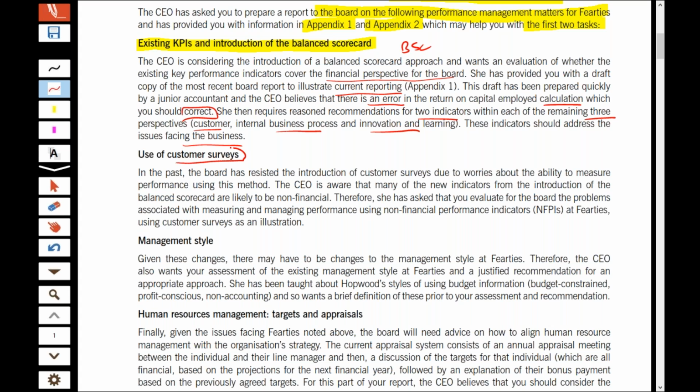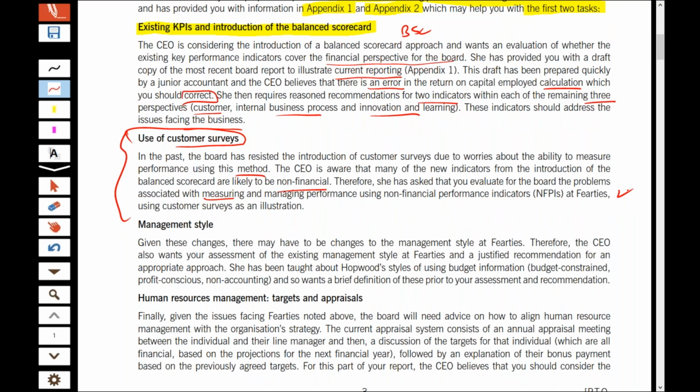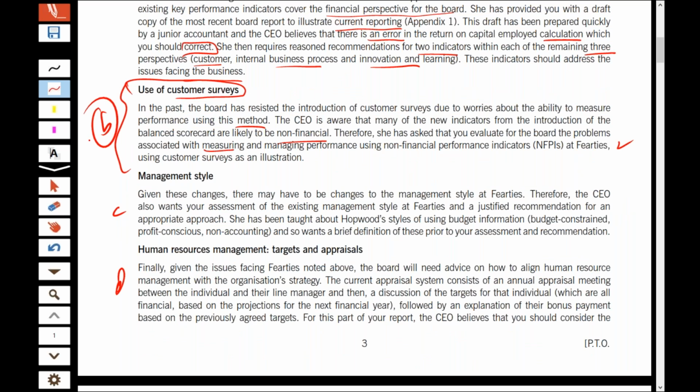It says use of customer surveys. In the past, the board has resisted the introduction of customer surveys due to worries about the ability to measure performance using this method. The CEO is aware that many of the new indicators from the introduction of the balanced scorecard are likely to be non-financial. Therefore, she has asked you to evaluate for the board the problems associated with managing and measuring performance using such methods. We're going to cover it later on. This is also going to cover part C, and this is going to cover part D. This is for part B.